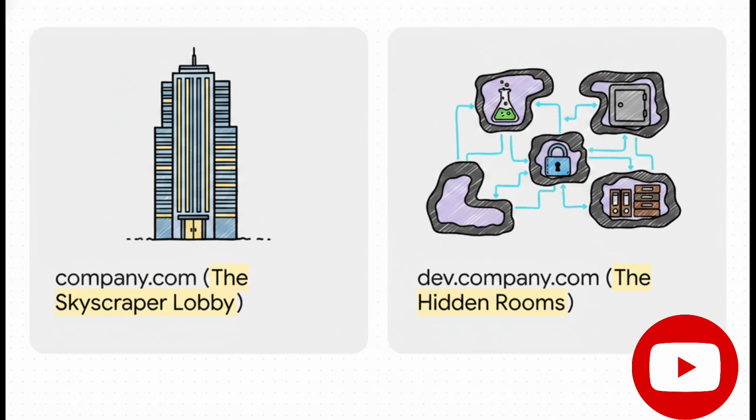Think about it like this. A main domain, like company.com, is basically the lobby of a massive skyscraper. It's totally public, it's polished, it's where everyone goes. But hidden away in that skyscraper are the subdomains, places like dev.company.com. These act as hidden rooms. They might be development labs, administrative portals, secure VPN entry points, or archive storage. They're just prefixes added to the main domain to route traffic to very specific, private, internal locations.